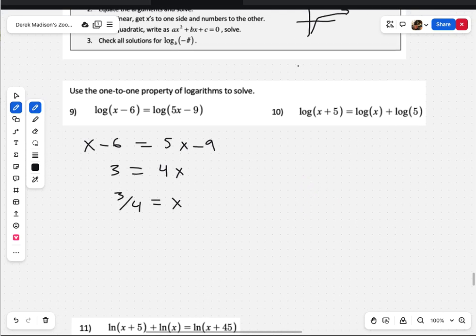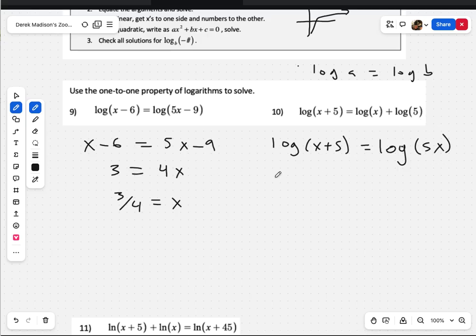For this one, since it has that plus right there, let's rewrite it, because it has to be log equals log. Like log a equals log b, that's what we're shooting for, so we can have a equal to b. So this will be x plus 5 equals log, and then 5x. So x plus 5 has to equal 5x. Subtracting the x over, we get 5 equals 4x, and dividing by 4, 5/4 equals x.